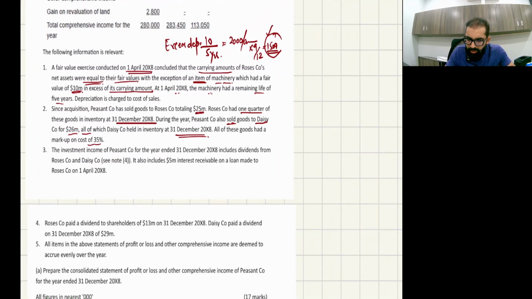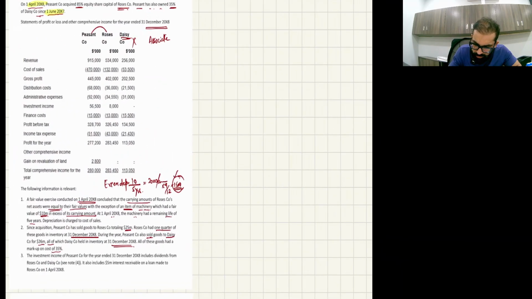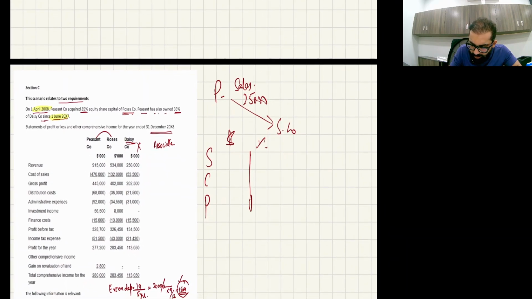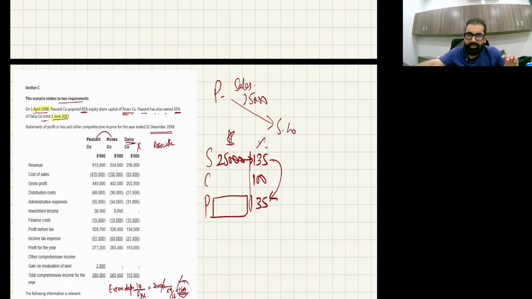So first of all, let's do P2S sale. Listen, P company sold goods to S company for 25,000. Write SCP, sales, cost and profit, percentage and dollars. So the selling price is 25,000. Now they have given you markup. In markup, cost is always 100. This is 35, so this is going to be 135. Now can you calculate 25,000 divided by 135 into 35?